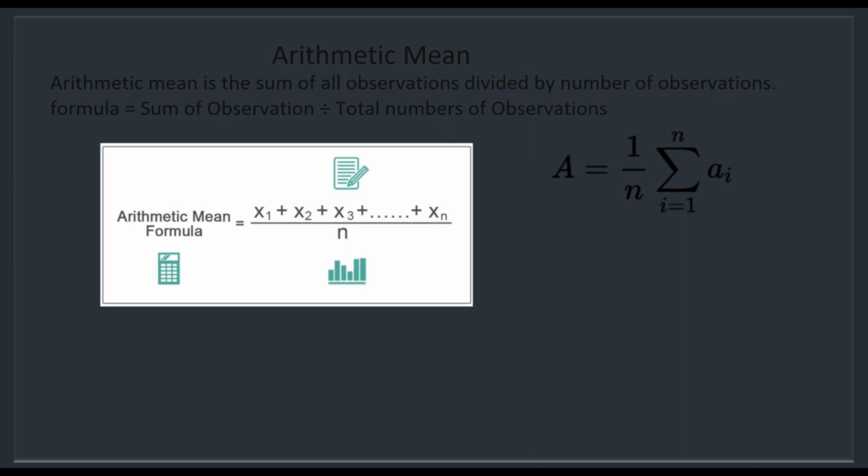Now we are concentrating on measures of central tendency in this video. So what is our first central tendency calculation? Mean. Mean means actually the average.